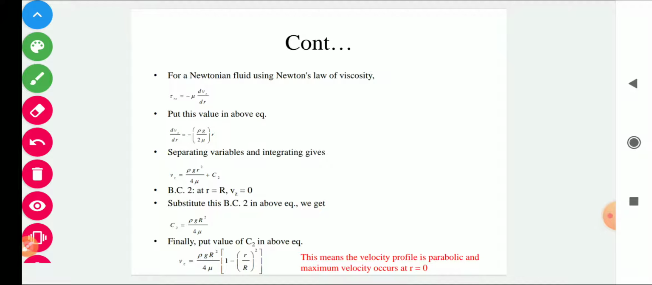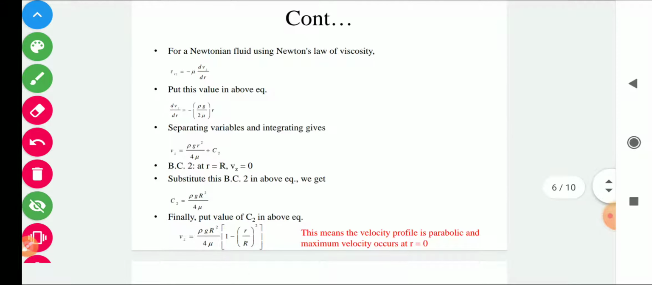And where will the maximum velocity occur? If you can see, if we put r equal to 0, in that case this term will be 0 and this entire right hand side term will be maximum. So the maximum velocity occurs at r equal to 0. Similarly, at r equal to capital R, this term will be equal to 1, and 1 minus 1 becomes 0, and finally Vz will be 0. So at r equal to capital R the velocity is 0, and that is true because of the no slip condition.